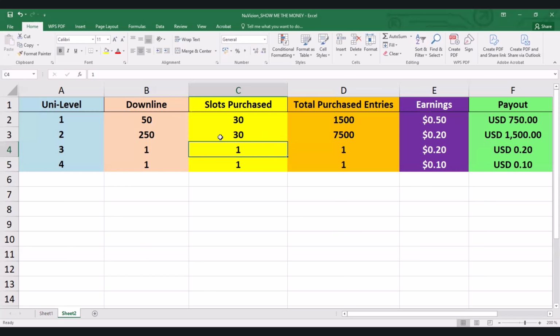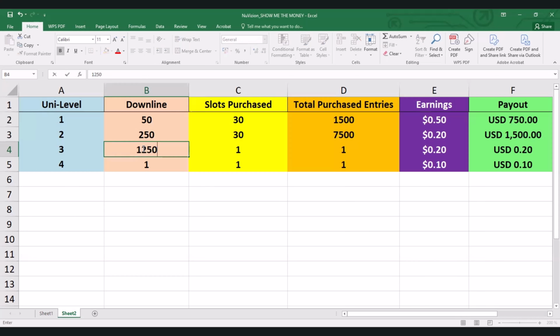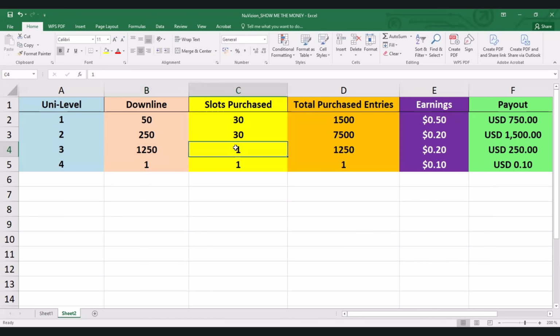If this is supposed to continue, let's say the third level now with 250 persons, let's say they also plan to refer 5 people each. So 250 multiplied by 5, that is going to be 1,250 people, indirect referrals in your third level. Now, once again, each of them is to purchase 10 entries. All right. That is the principle.